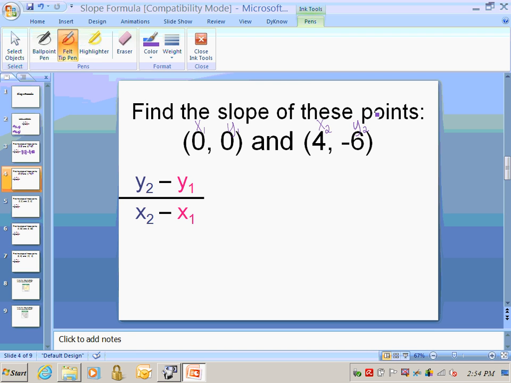So on here, let's do this. y2 is negative 6 minus y1 of 0. x2 is 4 minus x1 of 0. I simplify to get negative 6 over 4, which is going to give me negative 3 over 2. So my slope is negative. It's going to give me a negative graph. So I'm going to drop 3 and run 2. Okay, my rise is negative 3 and my run is 2. That's my slope.